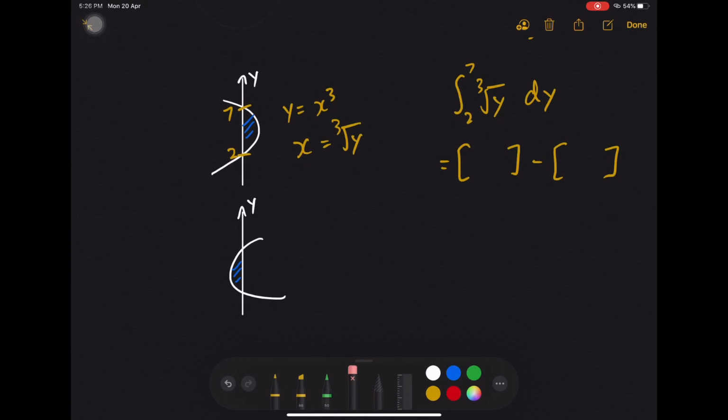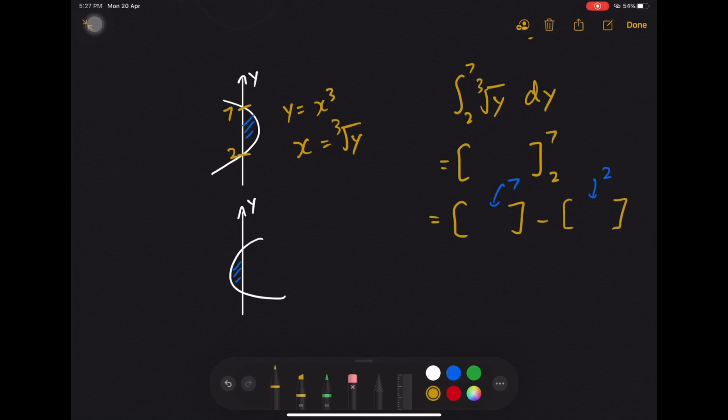Before that, if you want to write it this way, you can do so. You can write it this way to show that the constant is not there, because this is a definite integral and we know the values 7 and 2. Once you do that, you substitute the 7 into the first bracket, minus the 2 into the second bracket. Remember, you have to integrate first before substituting the 7 and 2. Then you get the value, which is the area. Let's say I get 8 units squared.